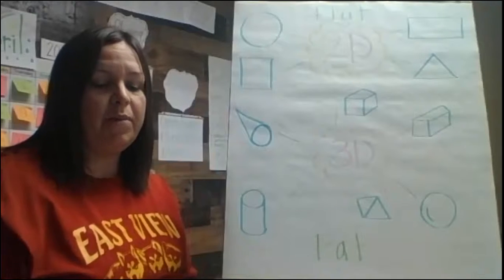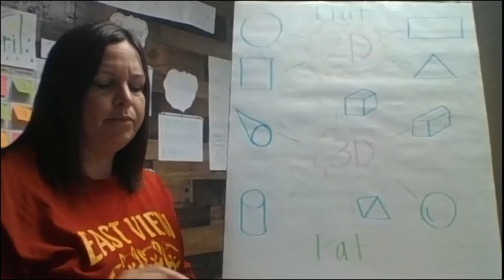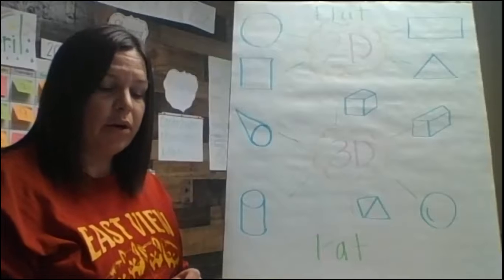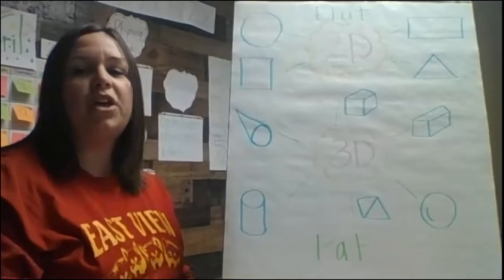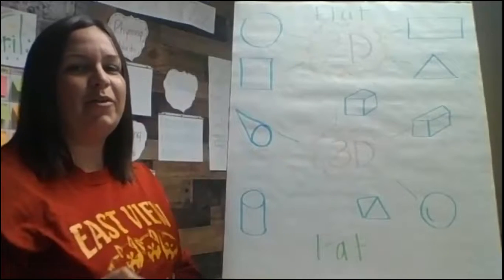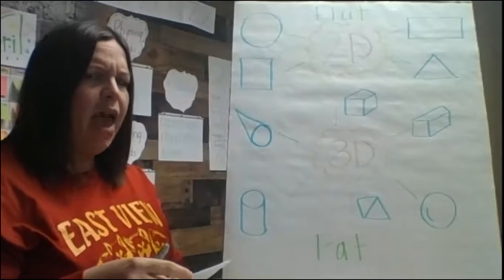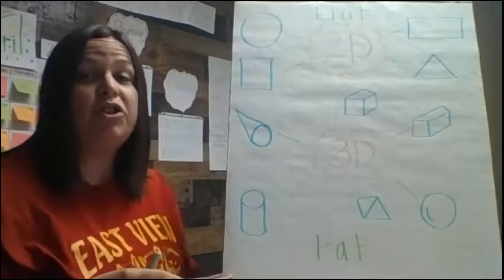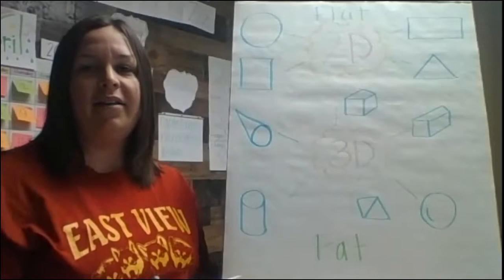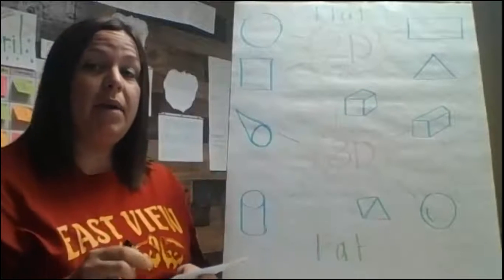So what we're going to do is I'm going to start off with just some riddles to help us with our flat shapes. The riddle is, I have 0 sides and 0 corners. I am round. What shape am I? You're right. You are a circle. I have 3 sides and 3 corners. I am shaped like a slice of pizza. What shape am I? Yes, you are a triangle. Tri meaning 3.